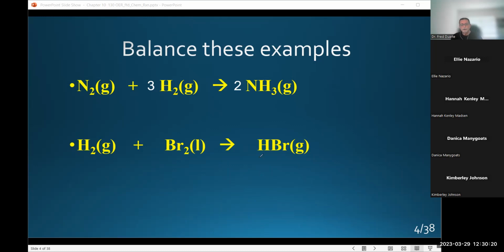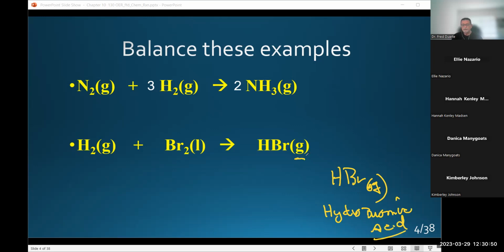Now, a quick word on naming here. HBr aqueous: when we take HBr and run it through water, it dissociates as an acid. And so in this case, just like HCl, hydrochloric acid, this would be named hydrobromic acid. But when it's in the gas phase, it has not dissociated, it's still combined.